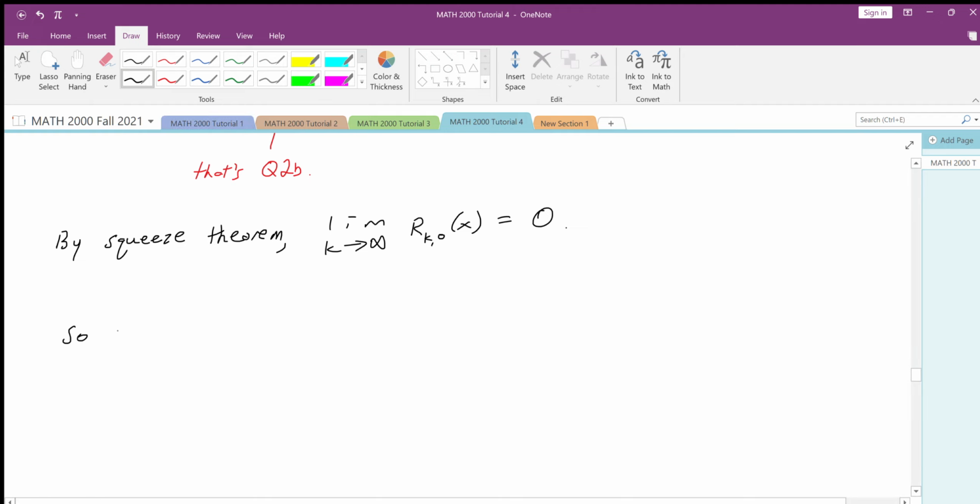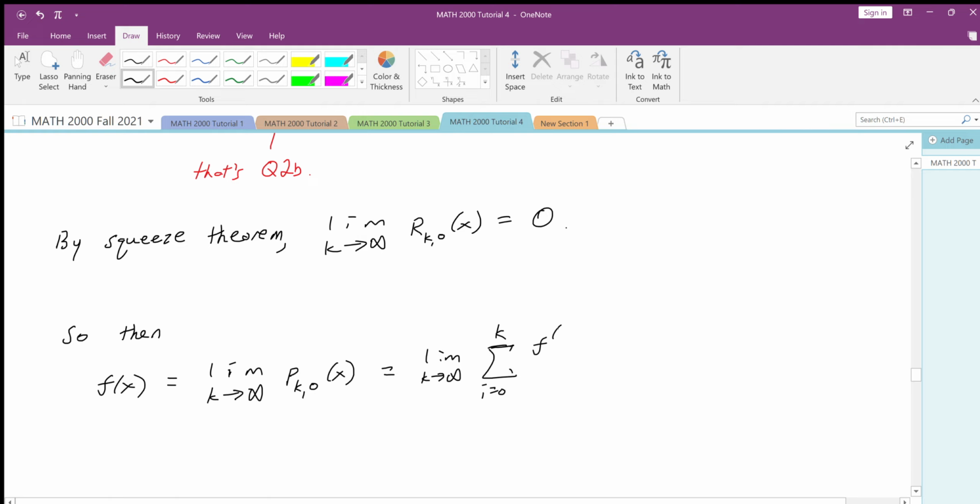So then f of x is equal to the limit as k goes to infinity of P_k at 0 of x. And that's going to equal the limit of the summation i goes from 0 to k of f to the ith derivative at 0 over i factorial, x to the power i. It should be x minus a, but a is equal to 0. And quite obviously, you could just write that like this.